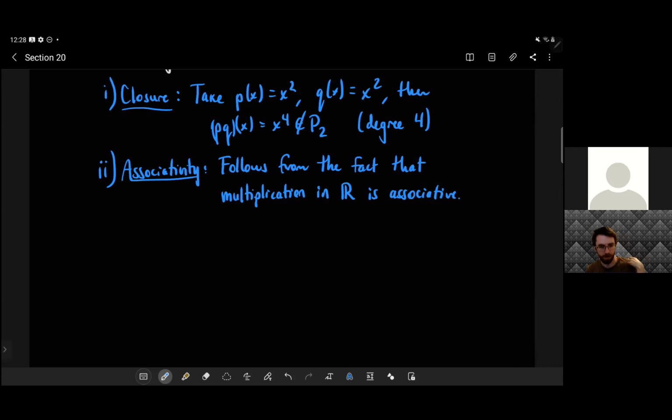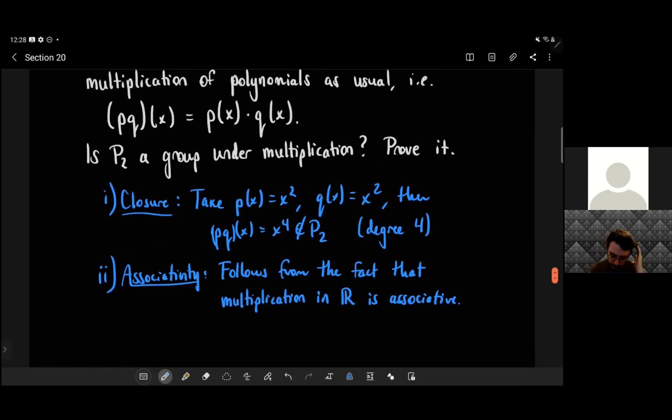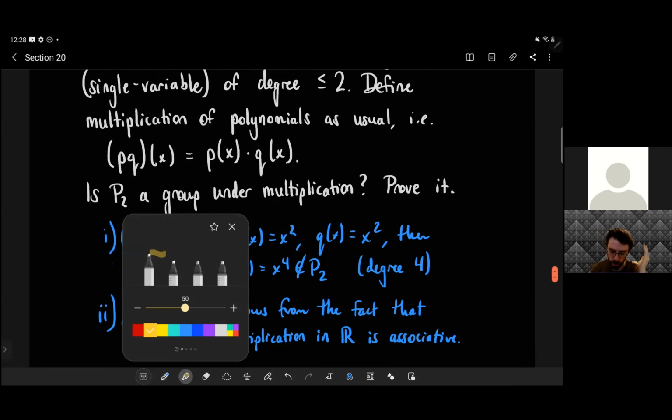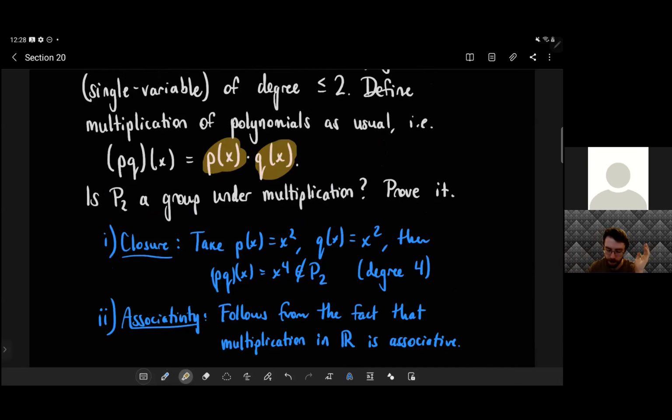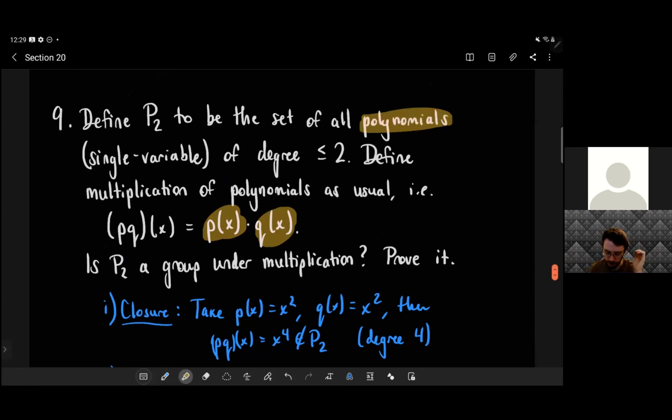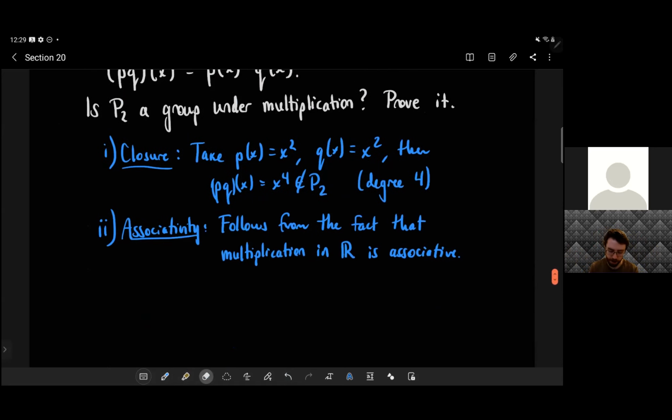Right, generally we wave our hands at associativity because it's annoying. But we know that when multiplying two real numbers, it doesn't matter where I put parentheses. p of x and q of x are real numbers. You're evaluating them, they're functions from R to R because they're polynomials. Maybe I should have said that. Hopefully that was implicit. So yeah, you get associativity easily enough.